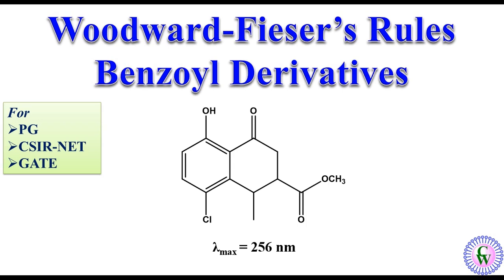In this video we are going to discuss Woodward-Fieser rules for benzoyl derivatives. We have already discussed Woodward-Fieser rules for conjugated dienes and alpha-beta unsaturated carbonyl compounds in separate videos. The link for them can be found in the description box of this video.